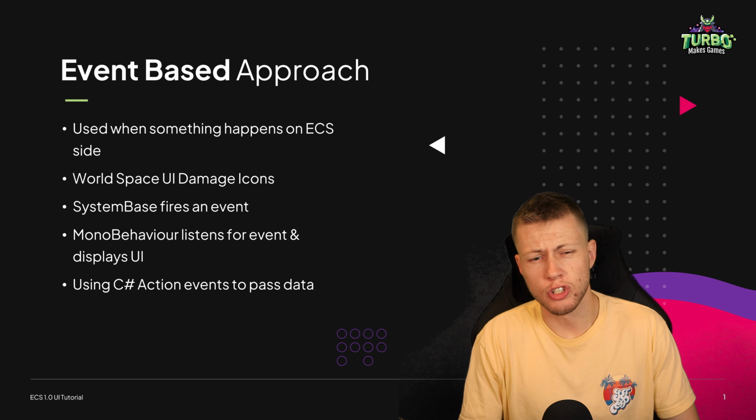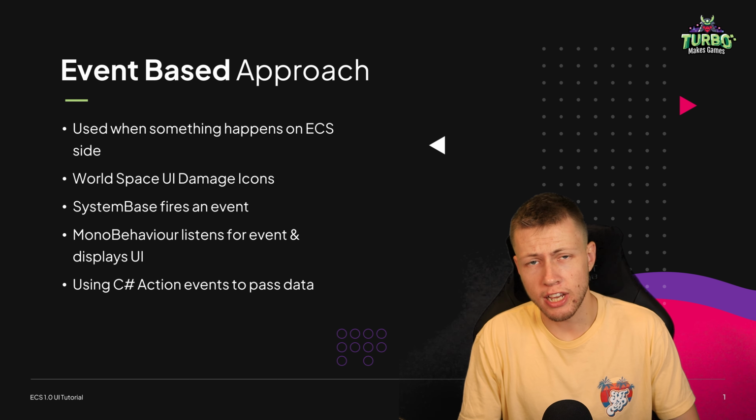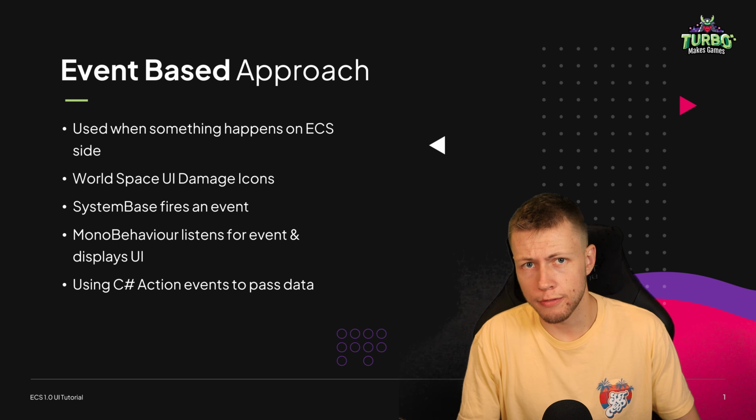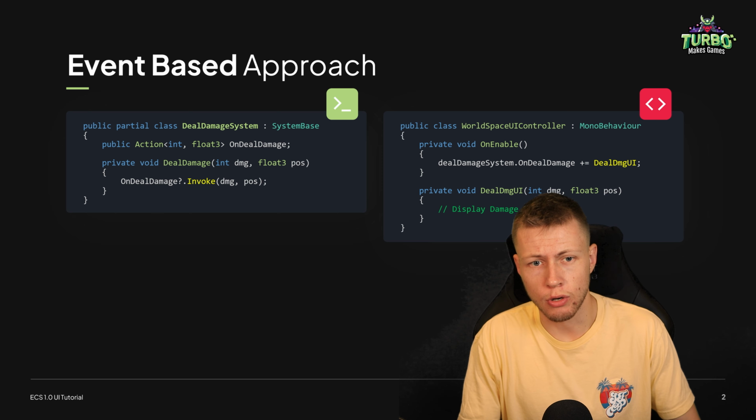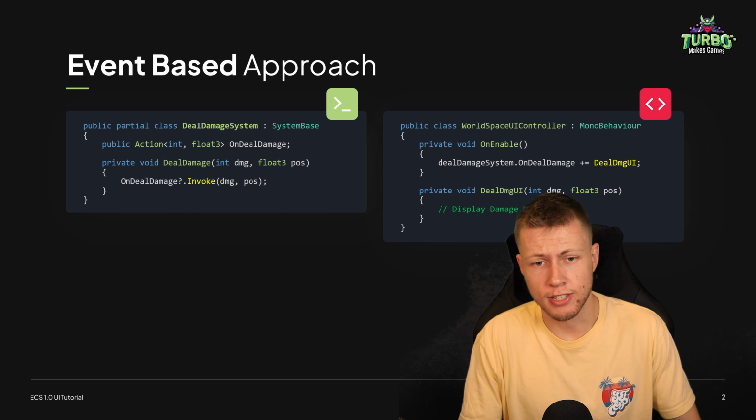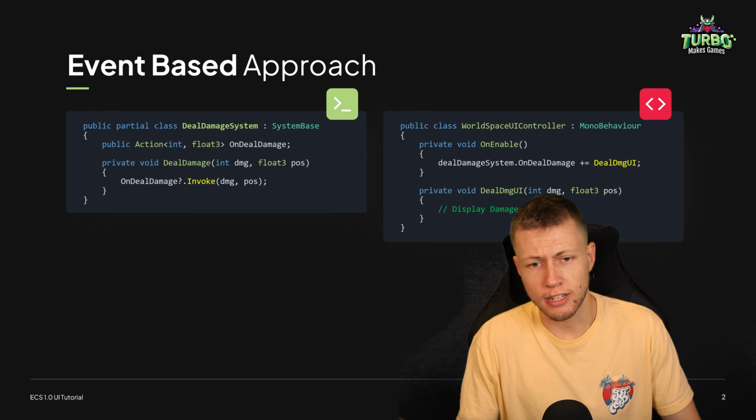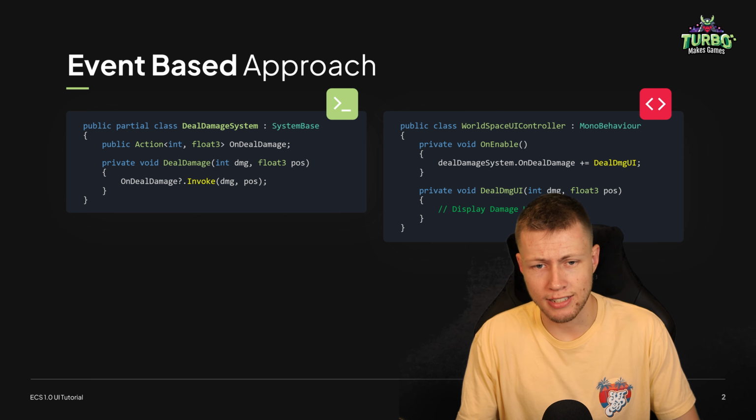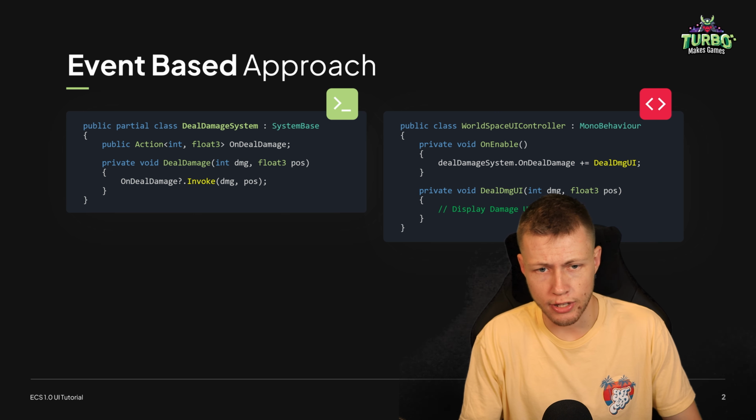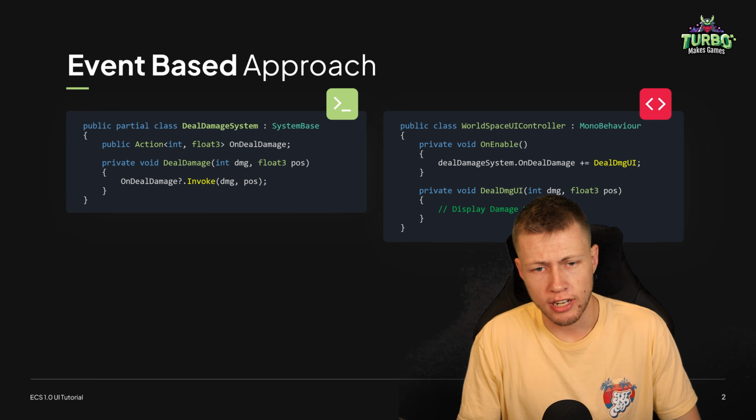And then for this, I've chosen to use these C# action events to pass our data because it's an easy way just to set up a quick event and we can fire any data that we want to. So here's basically an example of how I have this set up. You'll see that I have the DealDamageSystem, which of course is a SystemBase. You'll see that I have the public Action, which has types int and float3, on our OnDealDamage event. So basically when our OnDealDamage event is invoked, we're going to go ahead and pass in an integer and a float3 value into there. Now this is just a little bit of pseudocode, but you'll see that here I have this DealDamage method, which takes in an integer for the damage amount and a float3 for the position.